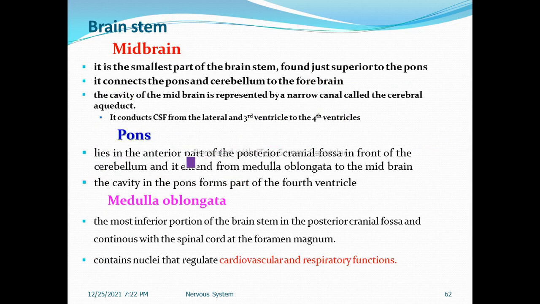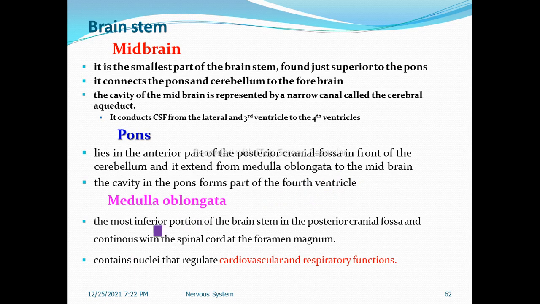The pons lies in the anterior part of the posterior cranial fossa, in front of the cerebellum. It extends from the medulla oblongata to the midbrain. The cavity in the pons forms a part of the fourth ventricle, because the fourth ventricle is formed between three parts: inferiorly the medulla oblongata, anteriorly the pons, posteriorly the cerebellum. So the fourth ventricle is found between the pons and cerebellum.